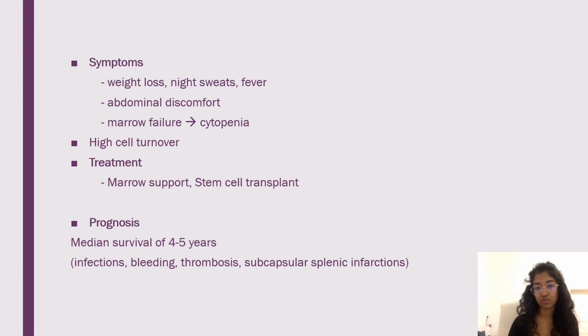Treatment of myelofibrosis includes marrow support, and the only treatment available for this case in general is a stem cell transplant. Prognosis of this disease: you'll have a median survival of such a patient being around 4 to 5 years, and typically during this period, the patient frequently suffers from infections, bleeding, thrombosis due to the cytopenias, as well as subcapsular splenic infarctions. These splenic infarctions are typically subcapsular because of the splenic enlargement, so they'll press against the capsule, and as a result of this problem, you will have the development of infarctions.